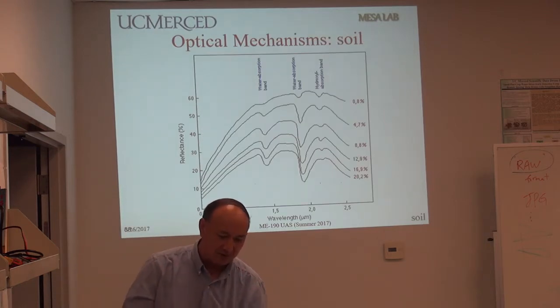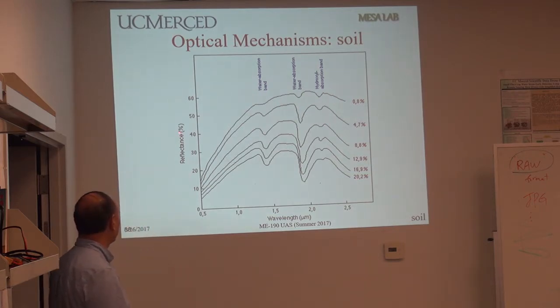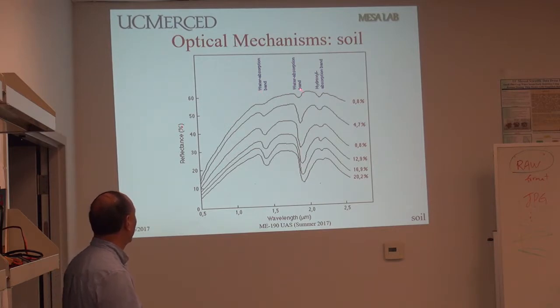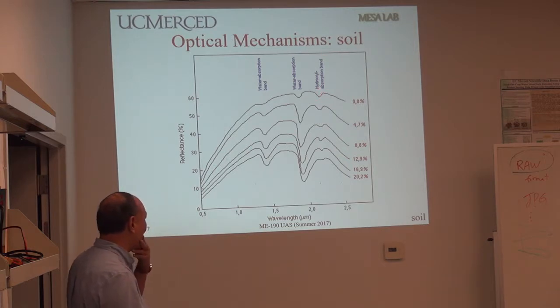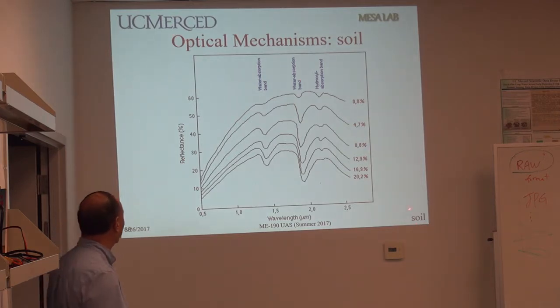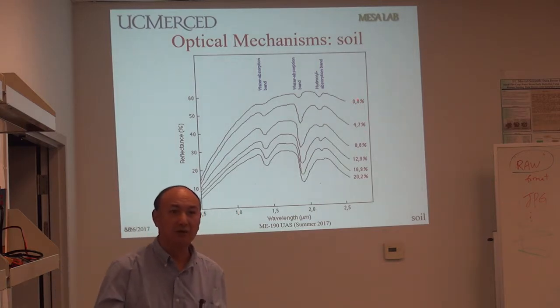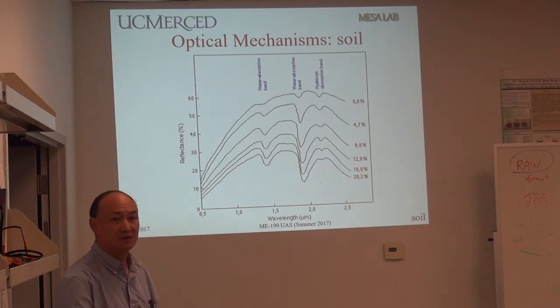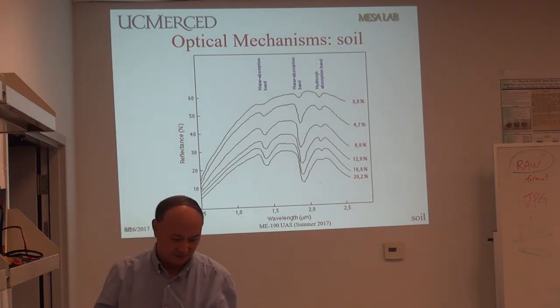So here is something called soil reflectance. This is wavelength again, and the reflectance percentage. This is a water absorption band in here. This is a water absorption band again, and this is the hydroxyl absorption bands. So this is the percentage of the water in the soil, okay. With different percentages of water in the soil, the behavior of this reflectance is so different, which is a good sign. We can tell the water contents.